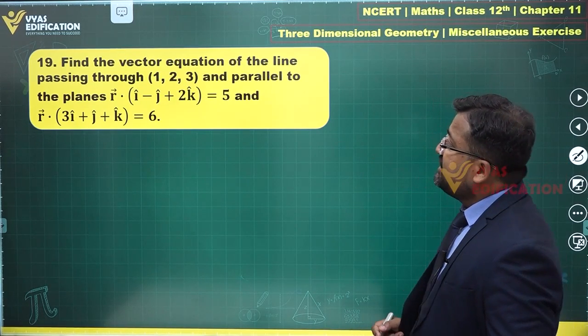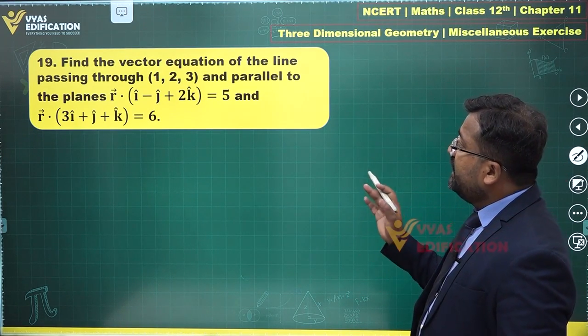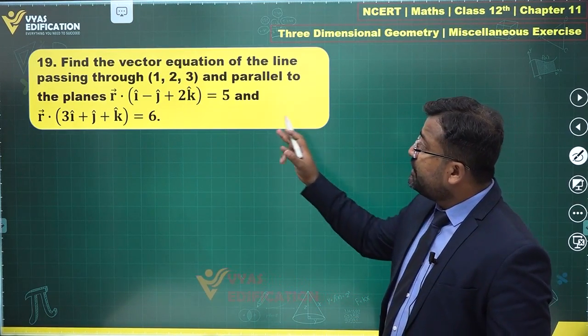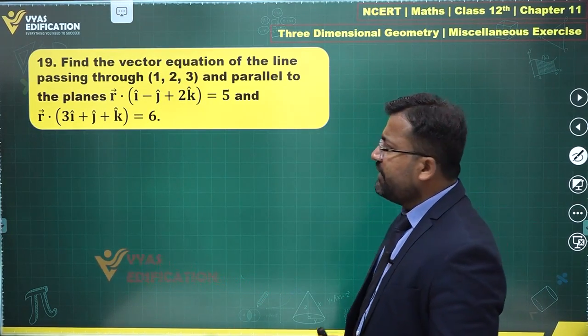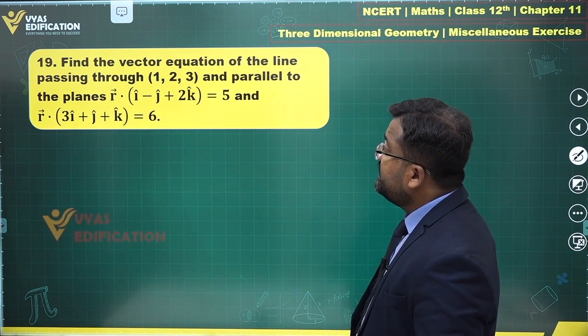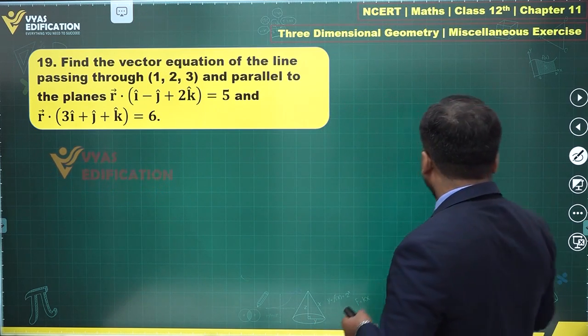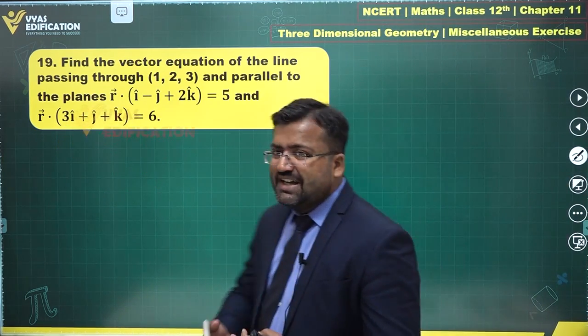Question number 19 says, find the vector equation of the line passing through this point and parallel to the planes this and this. One particular point is given on the line, and it is parallel to the two given planes. If the line is parallel to two given planes, then what can you say about the direction ratios of the line?